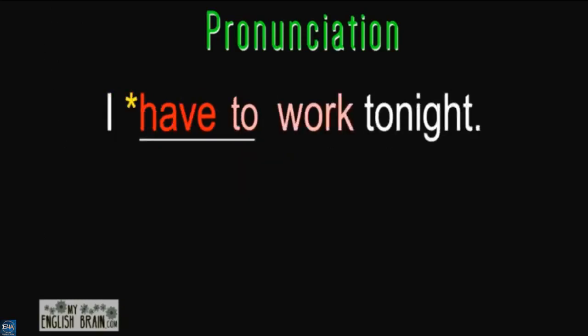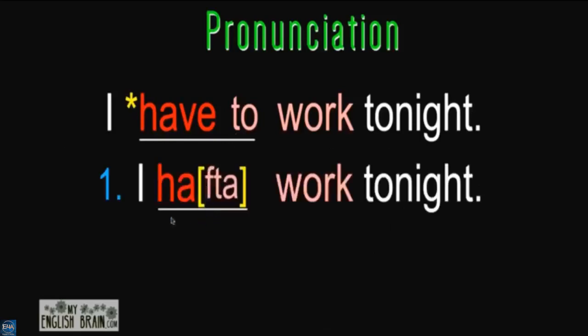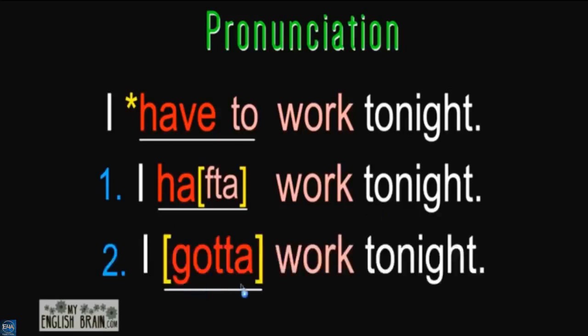Very good. Now we know that when we use have to, one way to change the pronunciation is saying hafta. I have to work tonight. But an also very common way to say have to is gotta. We change the sound completely and we say gotta. I gotta work tonight. So remember, when we use have to for obligation, we can say have to or gotta. Very good.